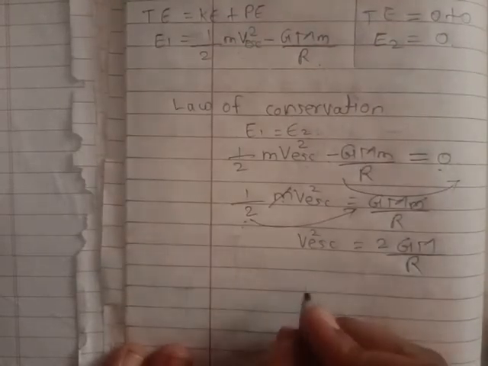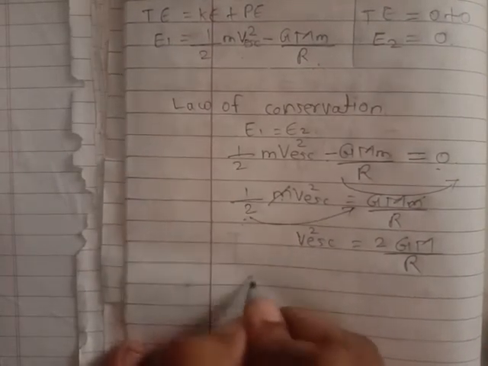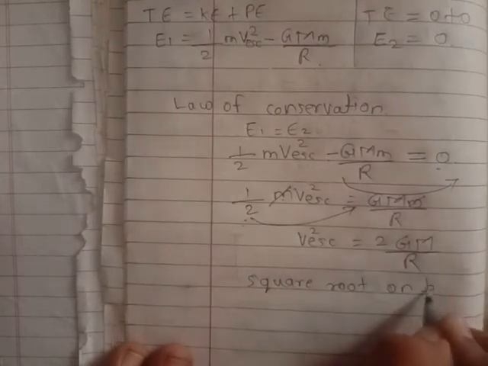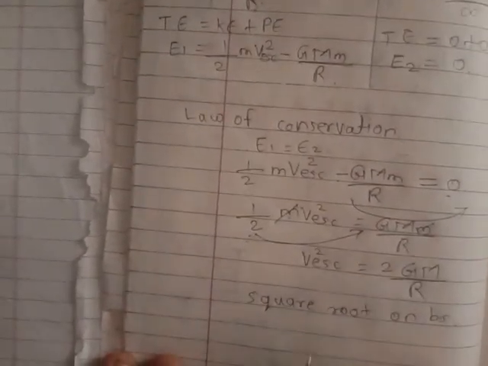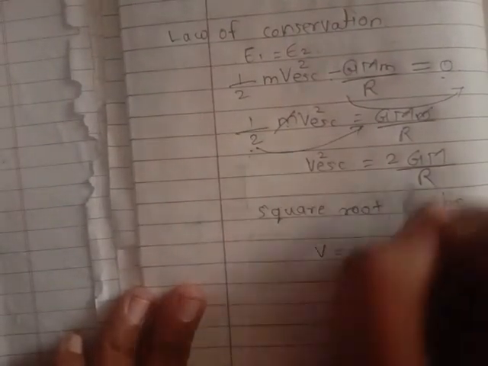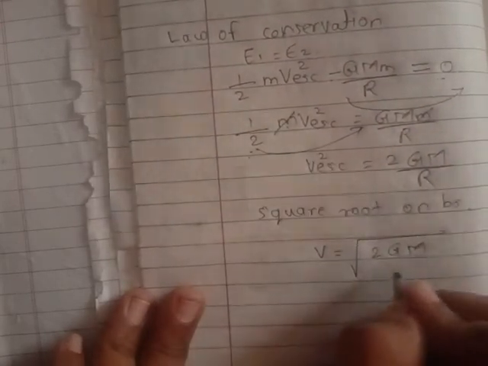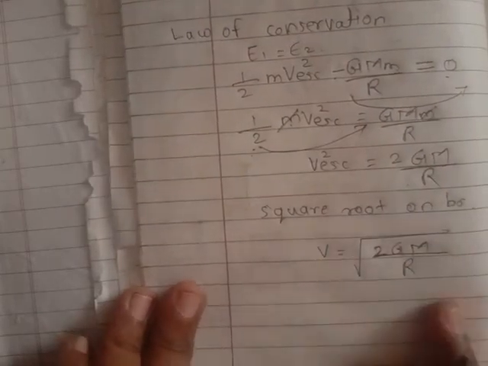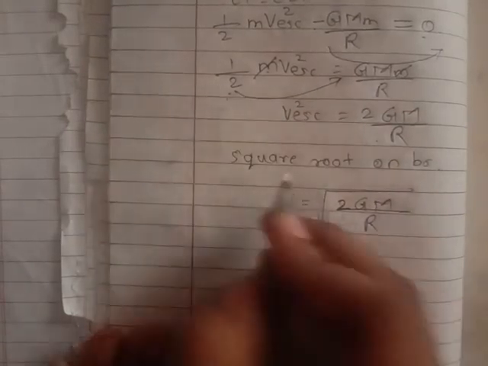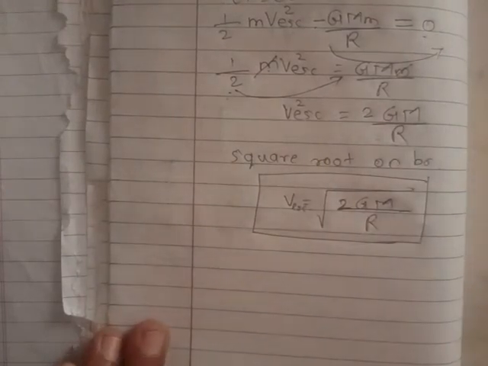As here is a square, I will take the square root on both sides. By taking the square root, v escape equals the square root of 2GM divided by r. Now it is possible to put in all these values and calculate v escape. This is the formula for escape velocity.